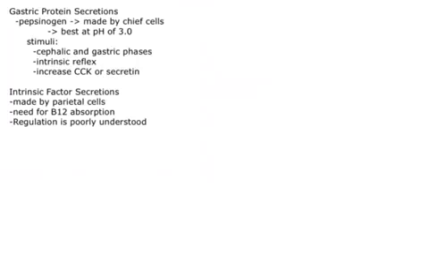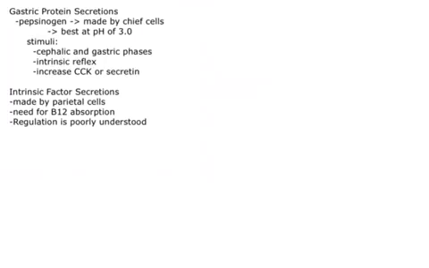Also, we have the intrinsic factor secretions, which are made by parietal cells. These are very important for B12 absorption in the ileum. If you do not have intrinsic factor, then B12 cannot be absorbed, and you would have to get injections right into the blood. Usually older people have to get injections as they lose this intrinsic factor. The regulation is poorly understood. It's known that its release is stimulated by histamine and cholinergic agents.